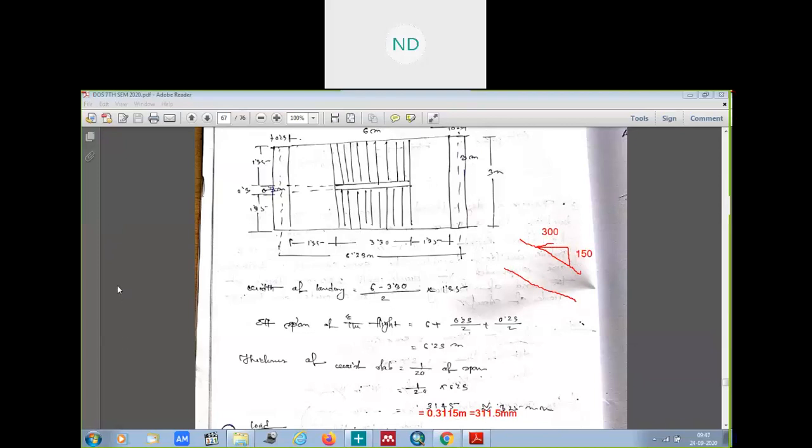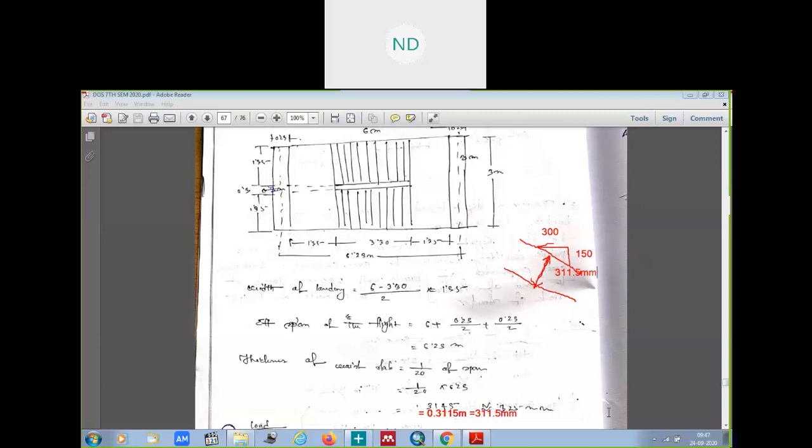And here, this one is your thickness of the waist slab, which we have got to be 311.5 mm. If you want to increase the slab weight, you can also round it off to 320 or 325 mm, according to your design. So we have calculated the thickness of the waist slab. Okay, this is the plan.